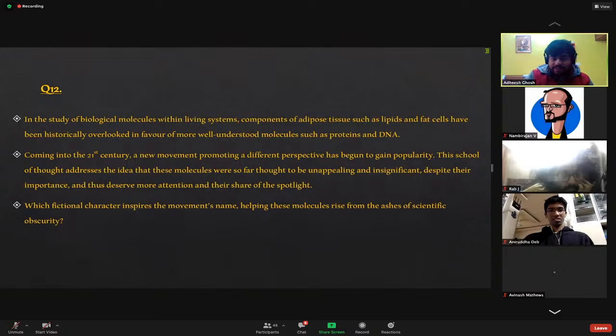Someone is asking, does fat slash lipid have anything to do with the character? Not really. It's just the idea that, in the same way these molecules are thought of as unappealing or insignificant, even though they're quite important and have a lot of important functions within our body, they're not actually that. So think about that.